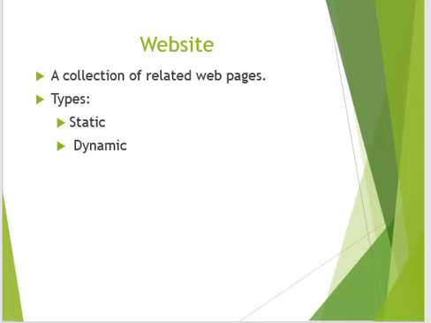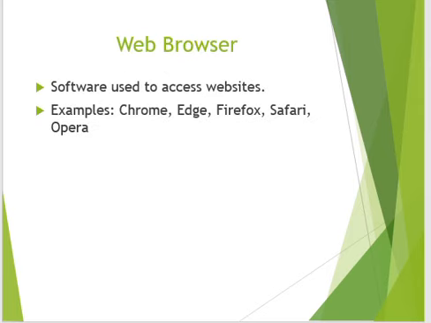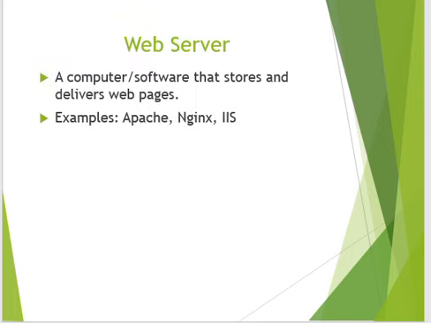Next one is web browser. A web browser is a software that allows users to access websites. Some popular browsers are Google Chrome, Microsoft Edge, Mozilla Firefox, Safari, Opera. The browser sends a request to the web server, receives the web pages, interprets the HTML code, and displays it in a user-friendly format. Next one is web servers.